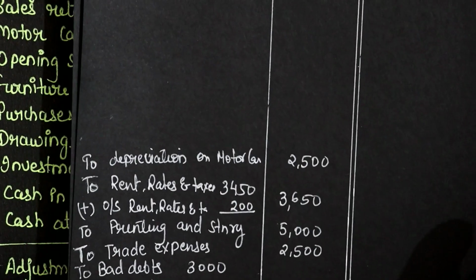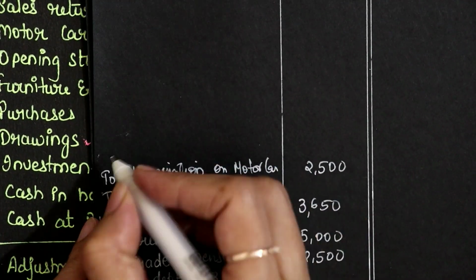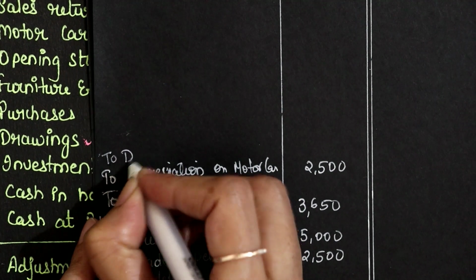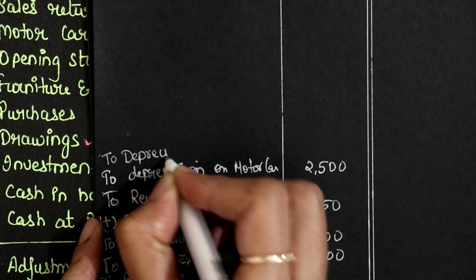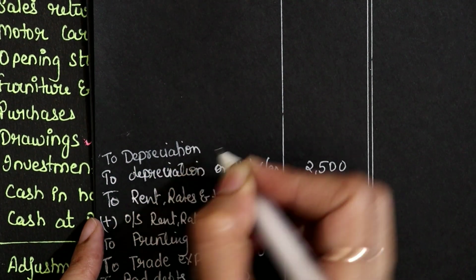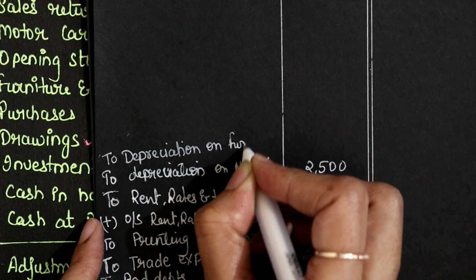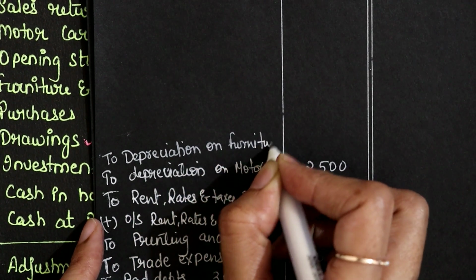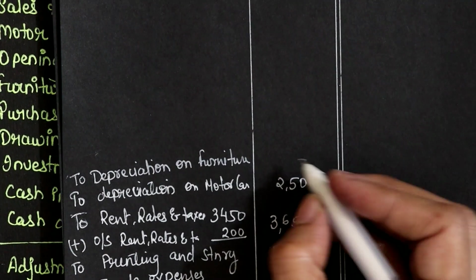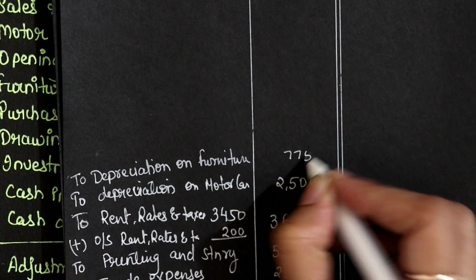Now depreciation again on the profit and loss account, debit side, to depreciation on furniture, 775.